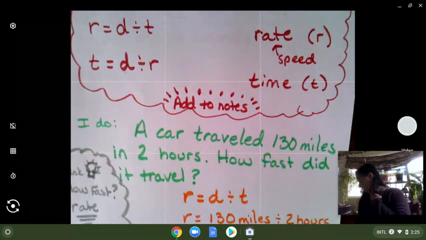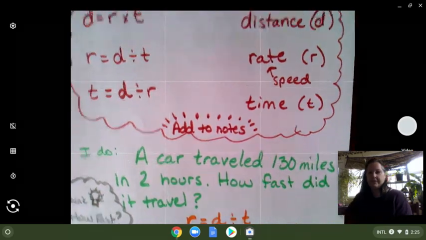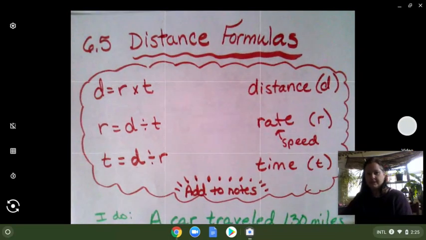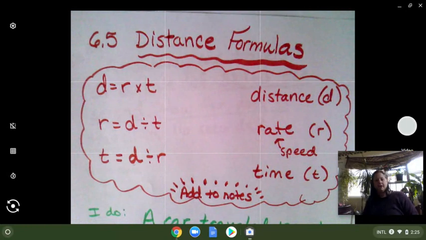Okay, hopefully you did all right on those. All right, this lesson I feel like can be a little bit difficult for kids because it's something new. We are using a formula.